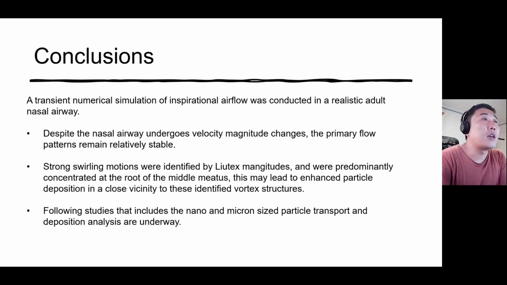Following studies that include nano- and micron-sized particles, transport and deposition analysis are underway.